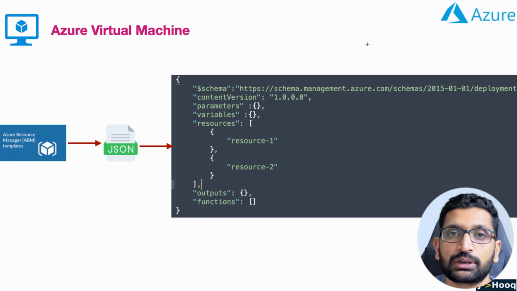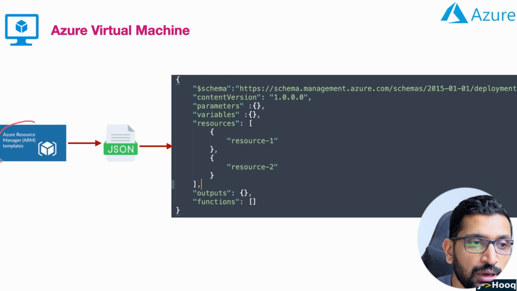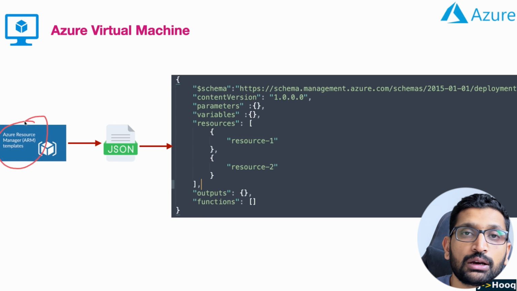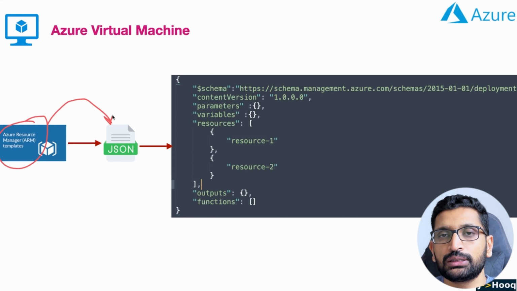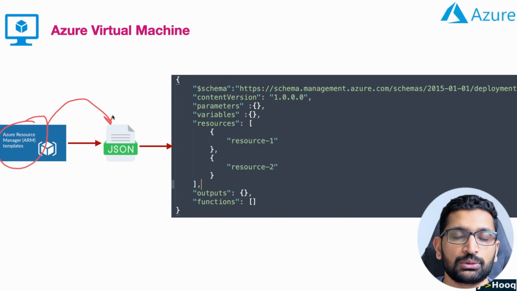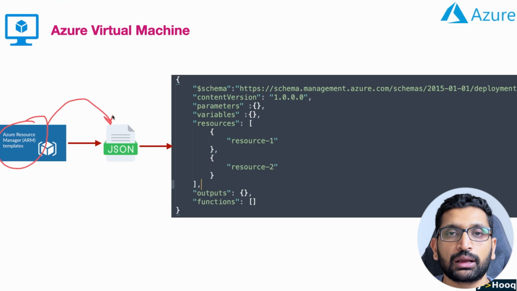So here onto the screen, you can see this is our ARM template, which we also call as an Azure Resource Manager template. And this is in the form of a JSON file. So whenever we create this template, then it has to be in the JSON format. So JSON format where we put a declarative syntax where we define how many resources we want to provision.